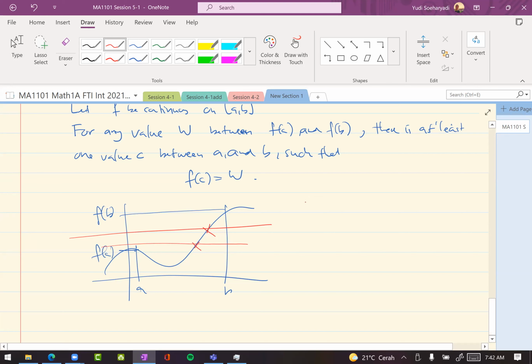So any horizontal line at w between f of a and f of b, for example, must intersect the graph.